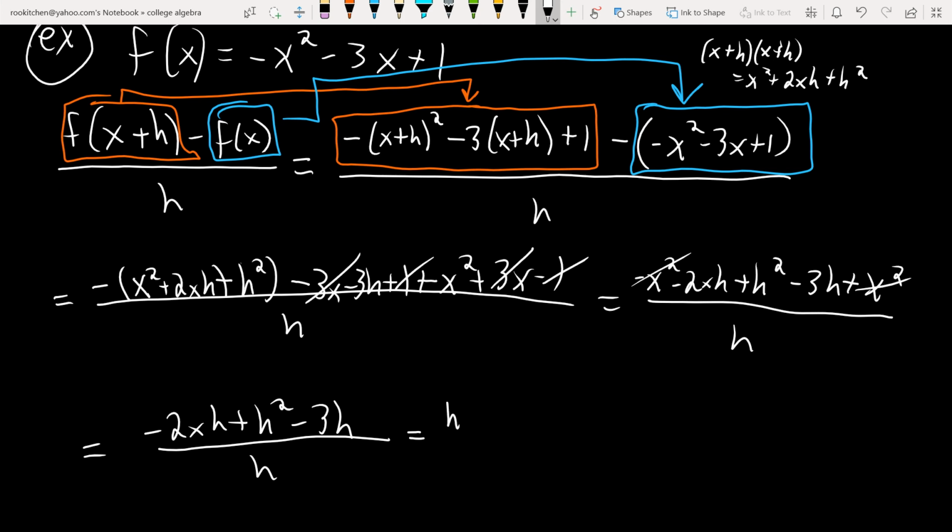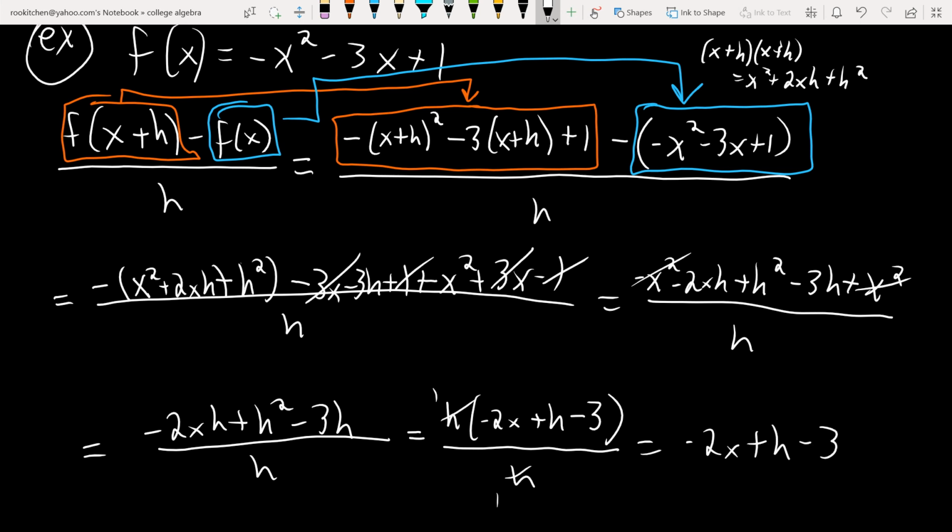So we can factor out an h: negative 2x plus h minus 3 all over h. Then the h's divide out, so h over h is the same as 1 over 1, and you're left with just negative 2x plus h minus 3. That would be the formula for your slope. Did I screw up the negative there? Oh yeah, I did. Sorry, there should be a negative right here. So this would be negative 2x minus h plus 3, sorry.